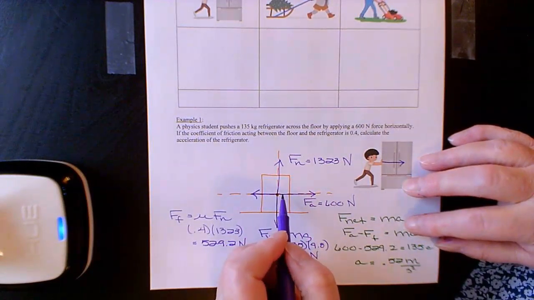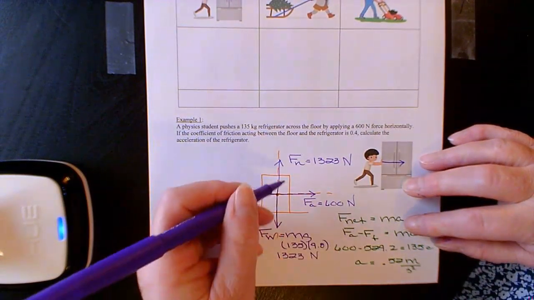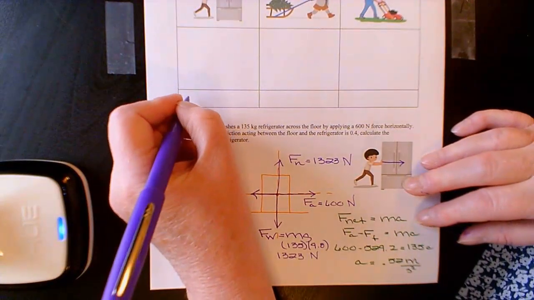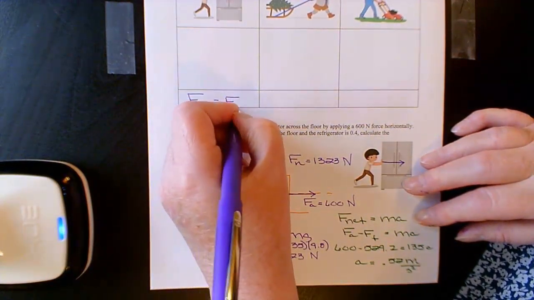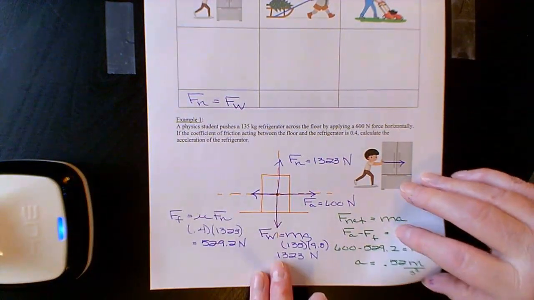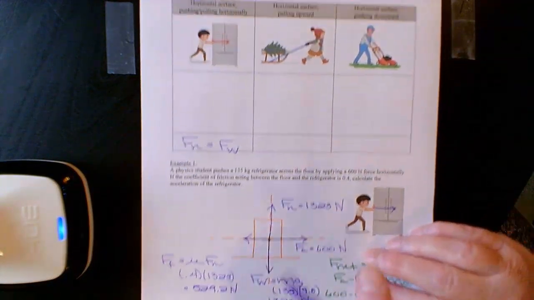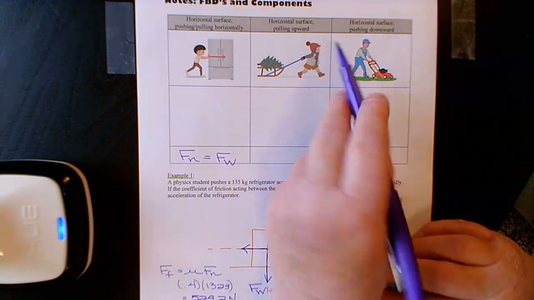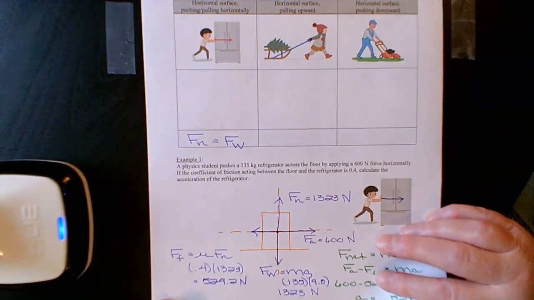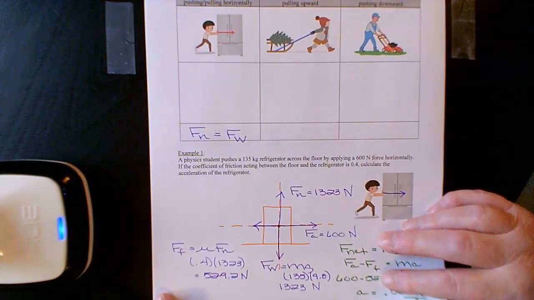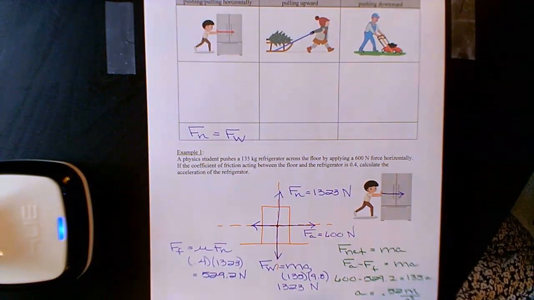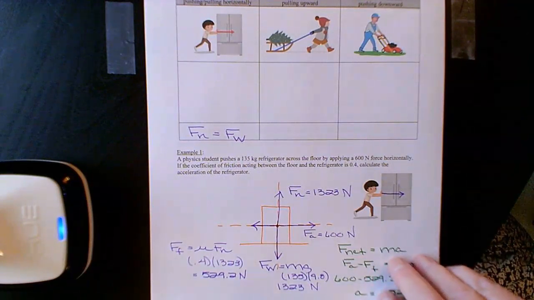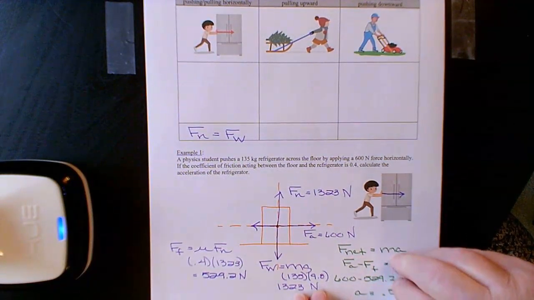So when you push horizontally, we notice that Fn does equal Fw. But the point of this lesson is when I pull at an upward angle or push at a downward angle, Fn does not equal Fw. And that's the main point that we are going to be looking at. So we have two examples of that in the back.